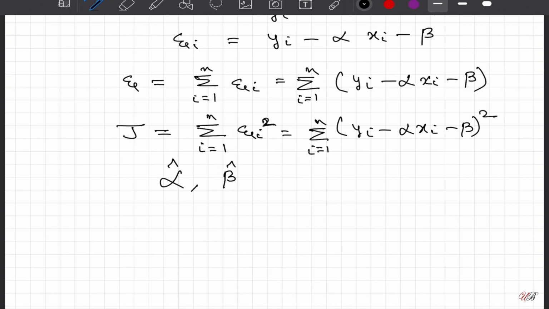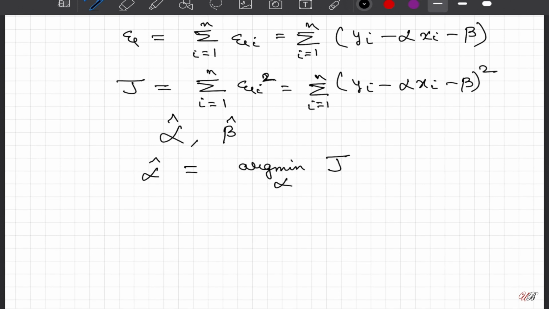Now we know that this becomes a problem of unconstrained optimization. Whatever value of alpha minimizes this epsilon squared, which we are calling J, the argmin, would be the best estimate of alpha, and we are saying that that is alpha hat. Similarly, beta hat would be whatever value of beta minimizes this value of J, our cost function. That should be the best estimate, beta hat.